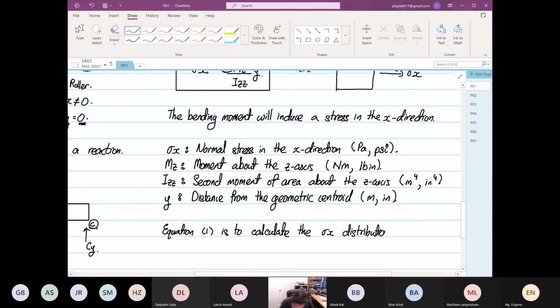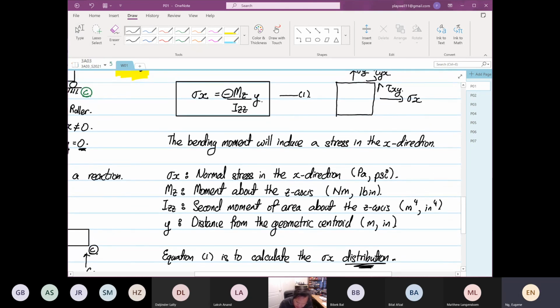I want to highlight that this is a distribution that we are calculating. You'll derive the equation later; I'm not going to derive it, but I want you all to observe something over here. There's a minus sign. Why is there a minus sign? Why is it not stress X equal to MZ over IZZ multiplied by Y?